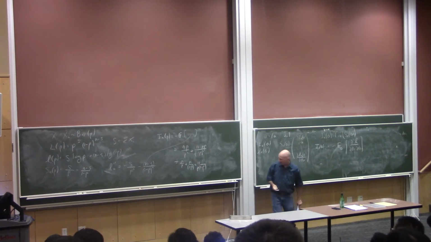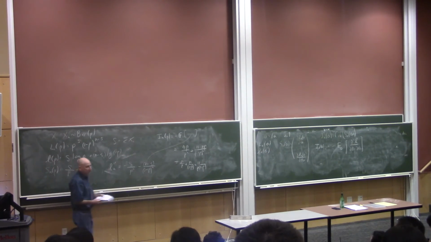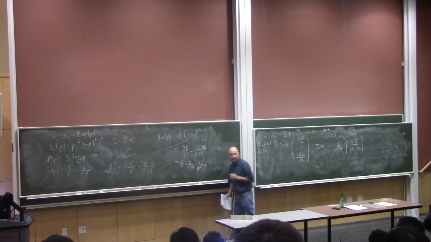Notice that the score function is random. It depends on the data. The Fisher information function, we took an expected value. There shouldn't be any data left here. This is just a function of the parameter.